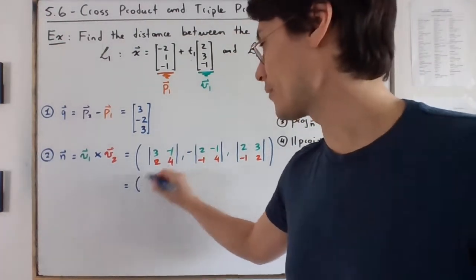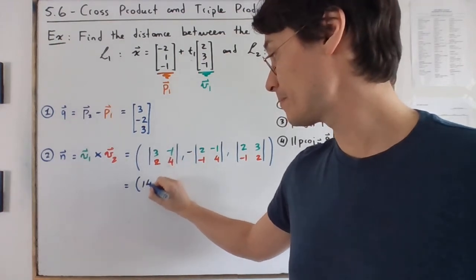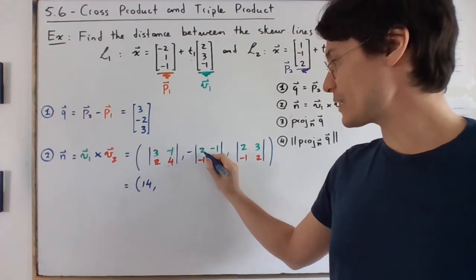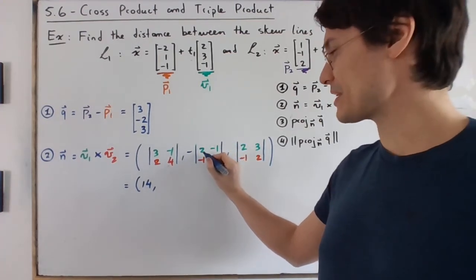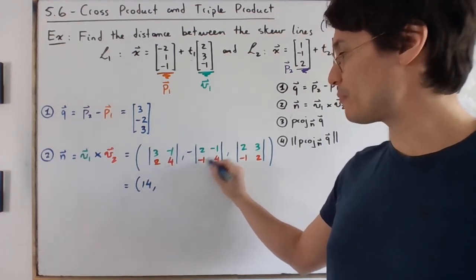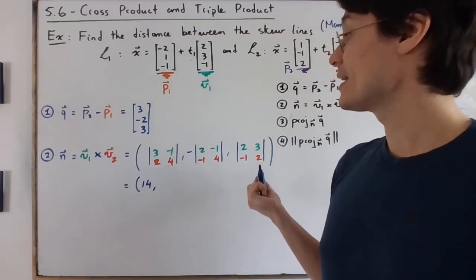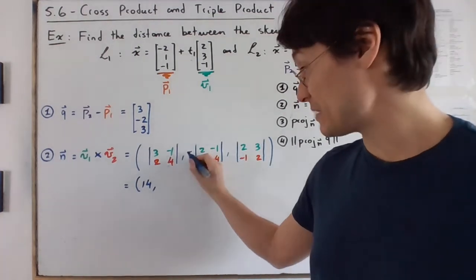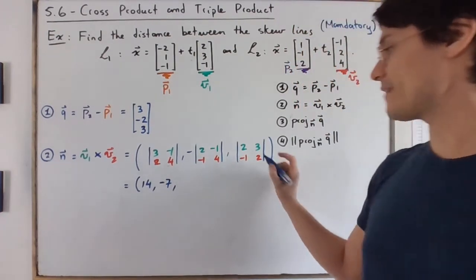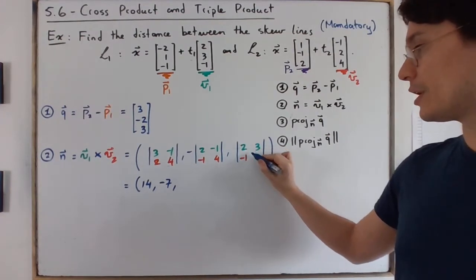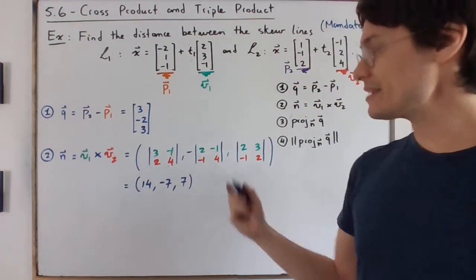All right, this is 12 plus 2, 14. How about this? We have 8 plus 1. Okay, be very careful here. 8, and now we have positive 1, but we subtract. So it's going to be 8 minus 1, 7. But because of the negative here, it's going to be negative 7. And finally, what do we have here? We have 4 plus 3, 7. And that is the cross product.